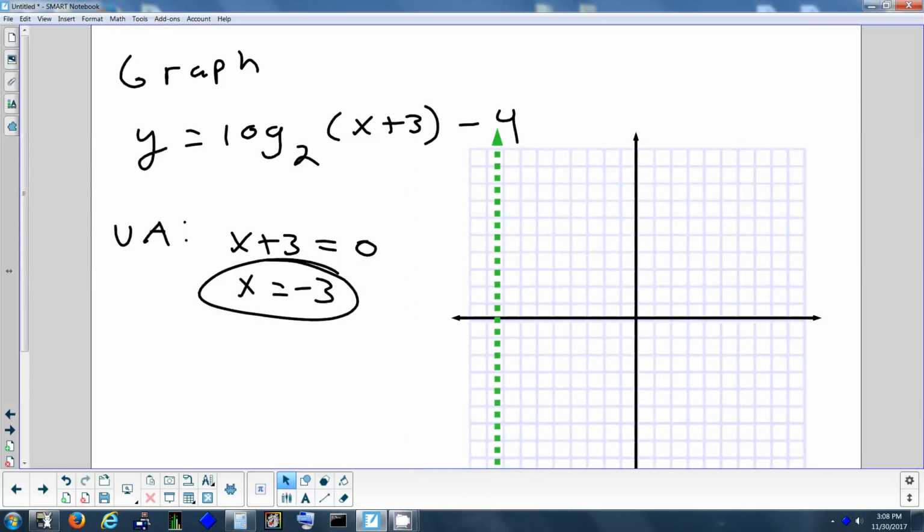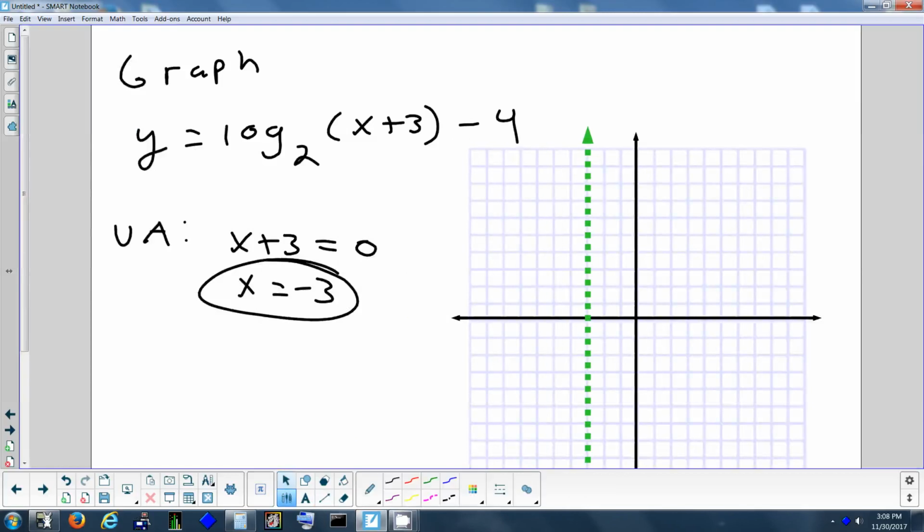Usually I make it thinner, but I'm just going to go with that. Good enough. All right. Now, you should know in general how log functions look. All log functions, basically, if you don't reflect them, look like that. That would be your vertical asymptote. If you start flipping and reflecting it, you can make that log go the other way too.